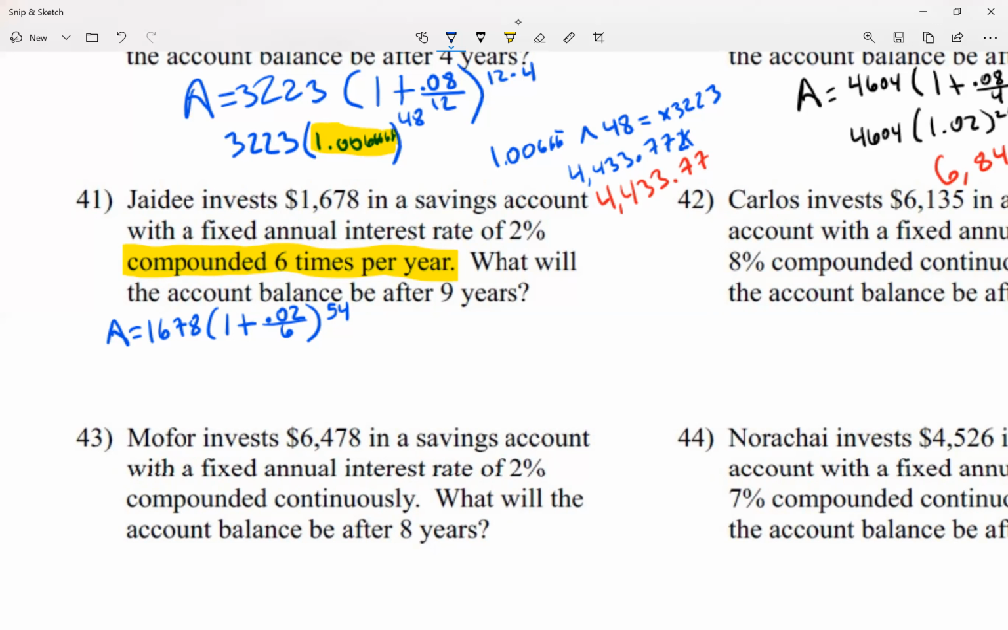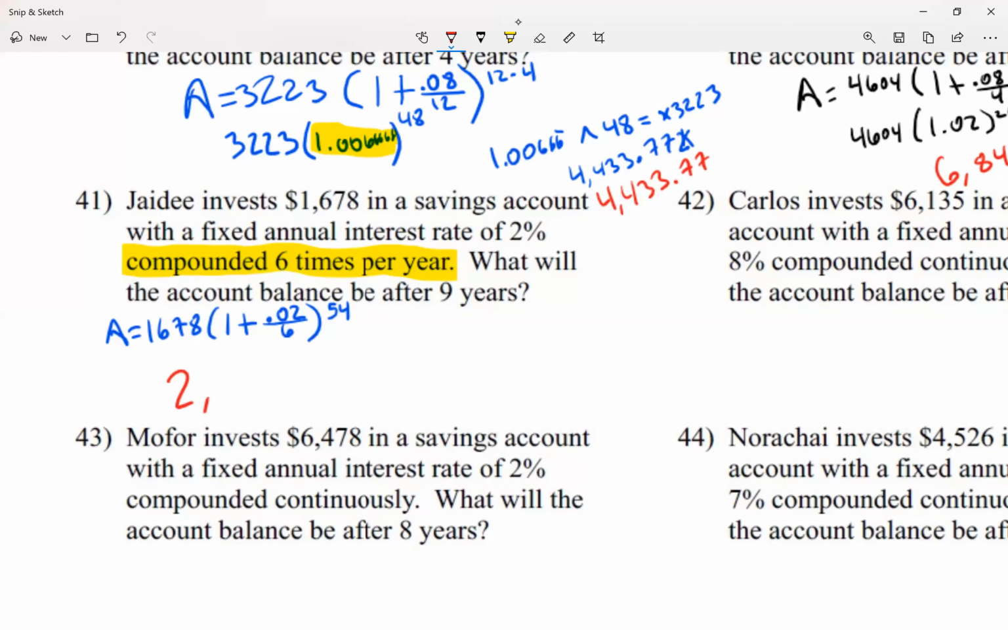Okay. Now press to the 54. So exponent. Press equal, and your result multiplied by 1,678. Round your answer to 2 decimal places. I typed this on my calculator, and I get $2,008 with 33 cents.